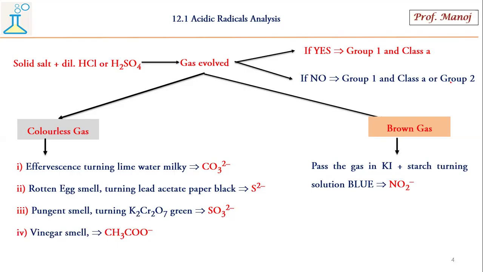So from this particular slide, you are supposed to remember, according to the smell, or some special characteristic of a gas, how to recognize the radical. Now, of course, this is a quite rough kind of a chart. We will now go into individual details of every radical. Let us begin with our simplest of all radicals, that is carbonate. So first, let us give how to go about the test.